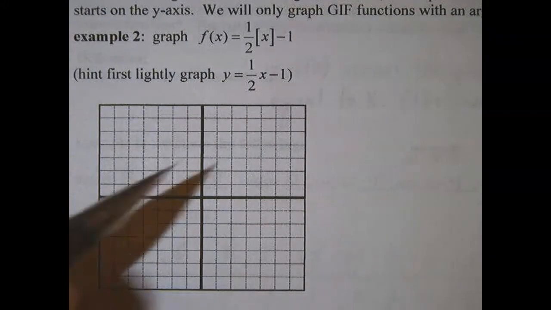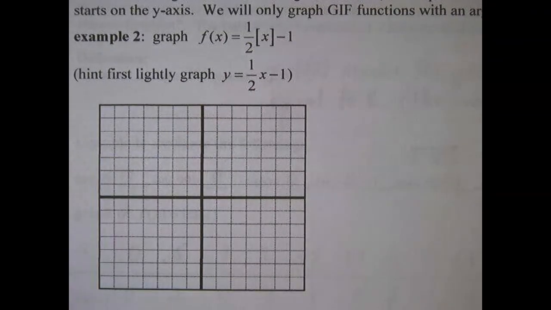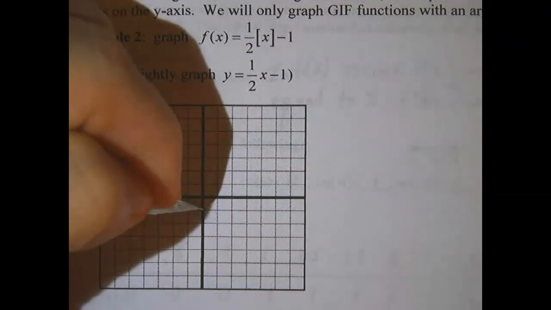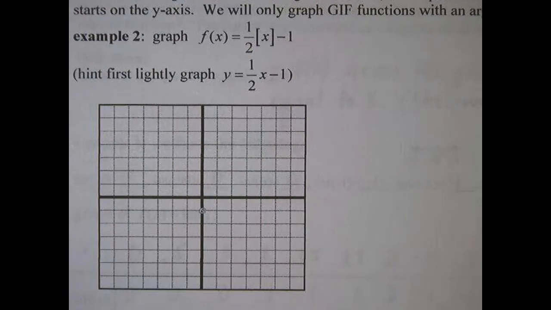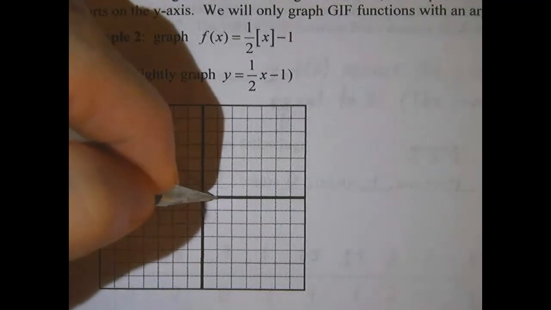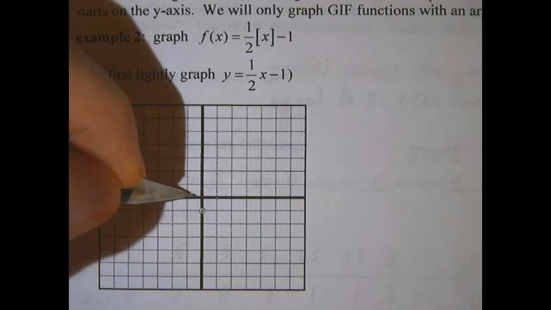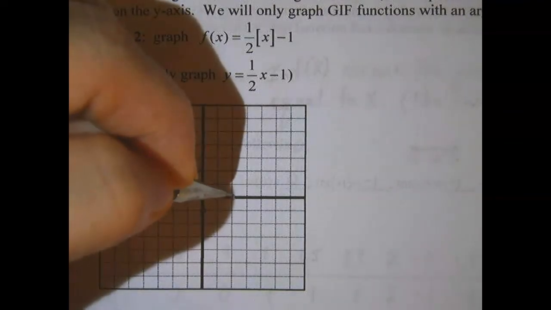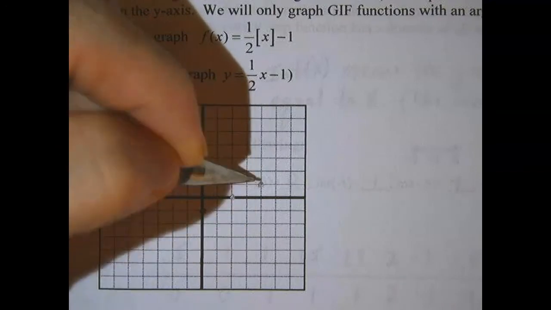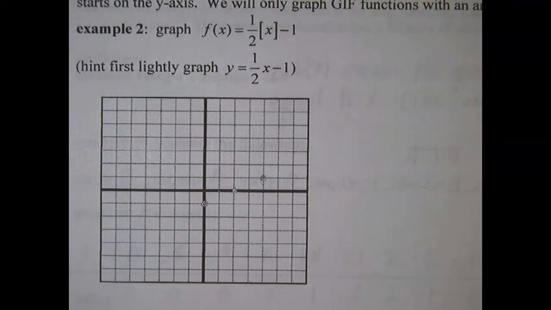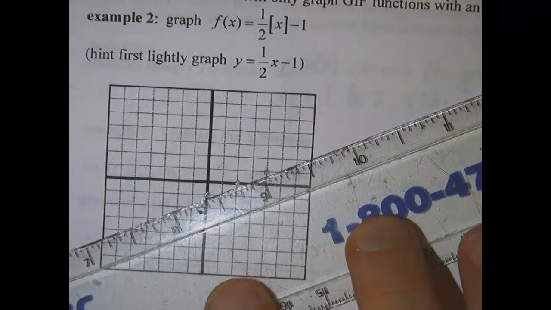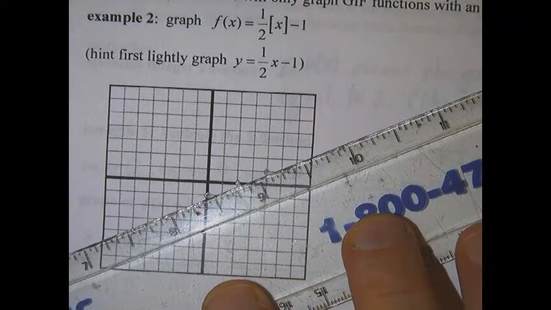And let's just make a normal graph of y equals 1/2 x minus 1. So it has a y-intercept here. It goes up. It's got a slope of 1/2, so it goes up 1 and over 2. So something like that. And then up 1 and over 2. And so let's graph that line. Let's connect it lightly. This is not the graph, but this is at least enough to get us started.